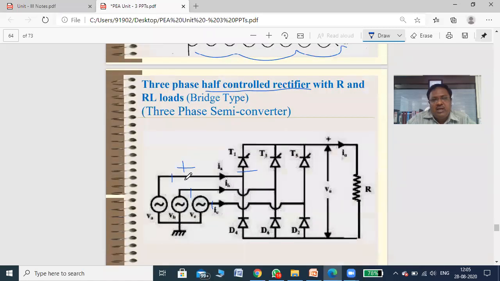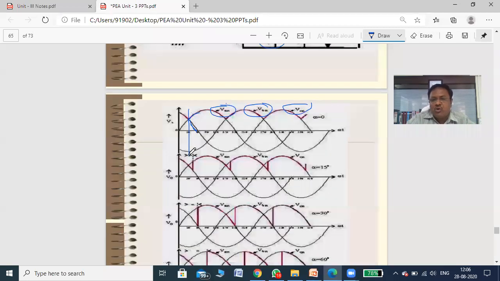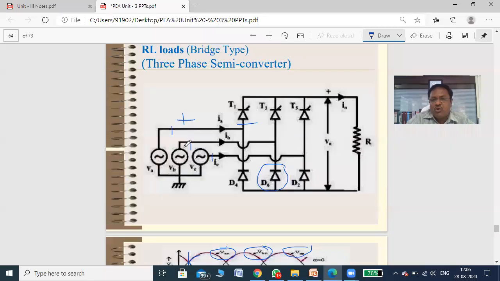If VAN is the most positive, this T1 is in forward bias condition. And if VBN is most negative, then we can say diode D6 is also in forward bias condition, because at this instant the phase B is the most negative, right? If phase B is negative, this is connected to the anode of T3 and cathode of D6, right? If negative voltage is applied, T3 is in off state, but diode D6 is in an on state, or you can say in a forward bias condition, right?